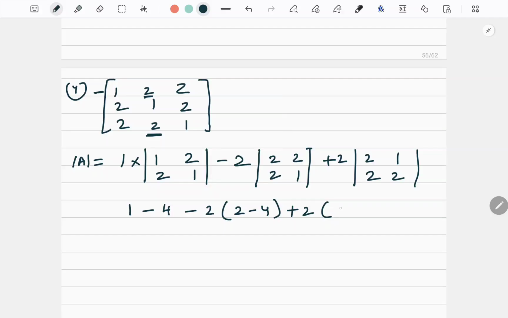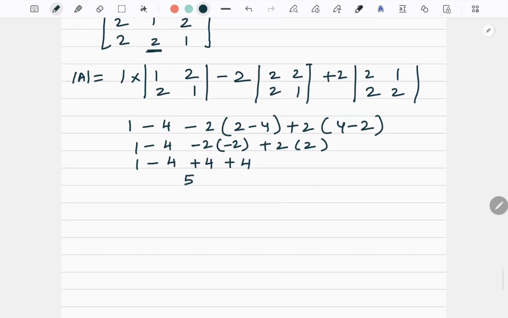Plus 2, 2 twos are 4 minus 2. So 1 minus 4, 2 minus 4 is how much? Minus 2. Minus 2 into minus 2 plus 2 into 2. You can do it directly also, but many students are a little confused about signs. That's why I am writing everything. Minus 2 into minus 2 is plus 4. Plus 4. Right? So this will become 5. So the determinant value is 5 here.